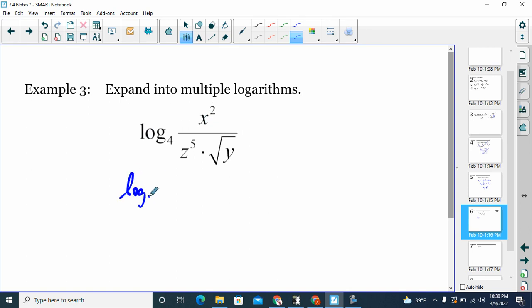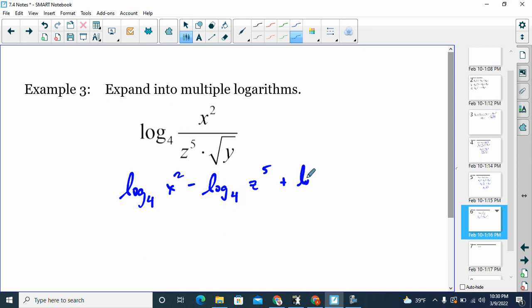So I've got log base 4 of x squared. I am dividing by z to the 5th. So when I divide within the logarithm, we can split it up with a minus sign. So that's going to say minus log base 4 of z to the 5th. A lot of times I'll see a plus right here because it looks like we're multiplying these two things, and we are multiplying these two things, and when we multiply, usually we put a plus.